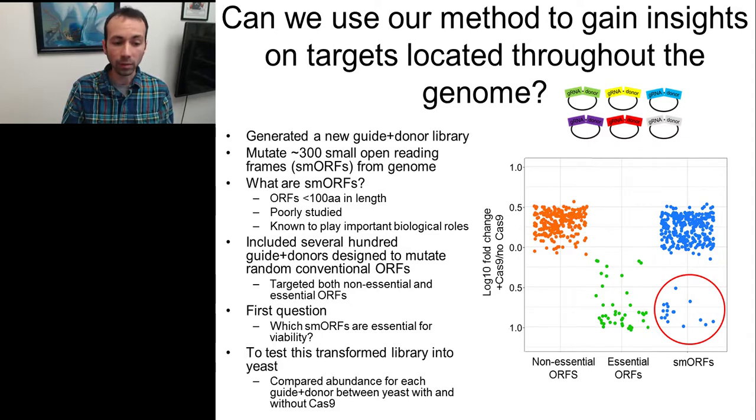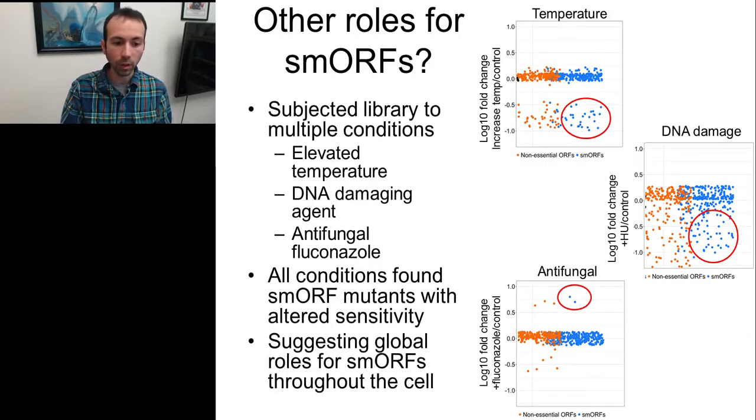And so to do that, we subjected our library to multiple different conditions. We grew them at higher temperatures. We grew them in the presence of a DNA damaging agent, or we treated them with the antifungal fluconazole. And what you can see is basically that there are SMORF mutants that had ultra-sensitivity in all these different situations, arguing that SMORFs actually play significant biological roles in a lot of different contexts. And so this really suggested that SMORFs have global roles that are yet to be discovered, and that it's an interesting space of biology that we should really start exploring more.